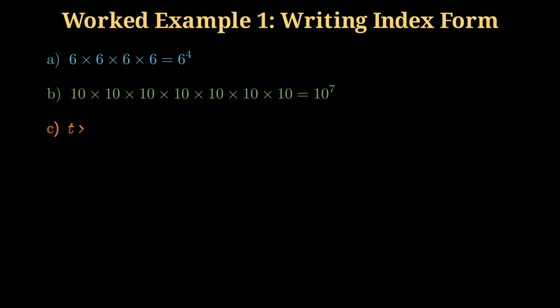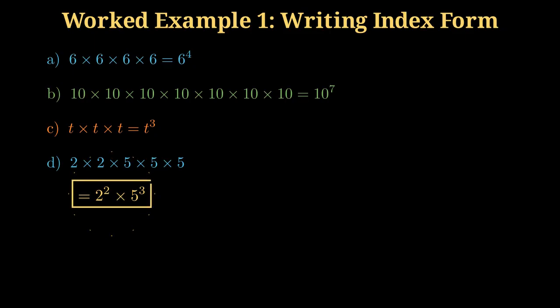C. Let us follow exactly the same rule. T times T times T, 3 Ts, is T to the power 3, or T cubed. D. Now a mixture, 2s and 5s multiplied together. Careful, you can never merge different bases into one power. Group each base on its own. 2 2s give 2 squared. 3 5s give 5 to the power 3. So the answer is 2 squared times 5 to the power 3. Each base keeps its own index.